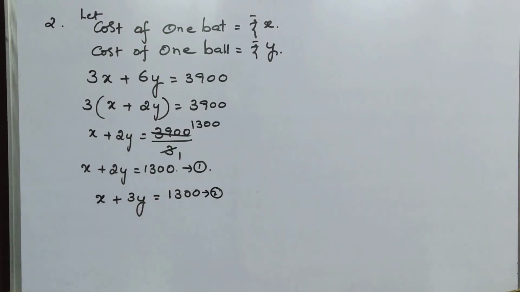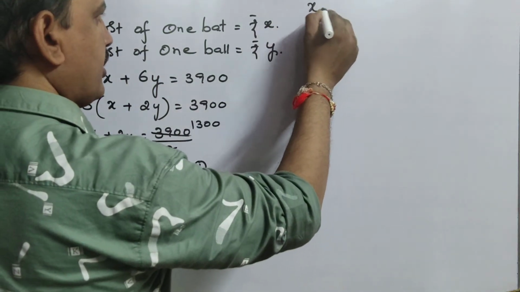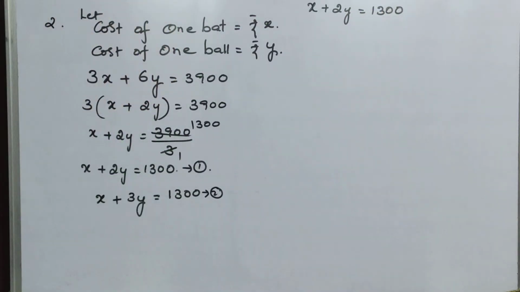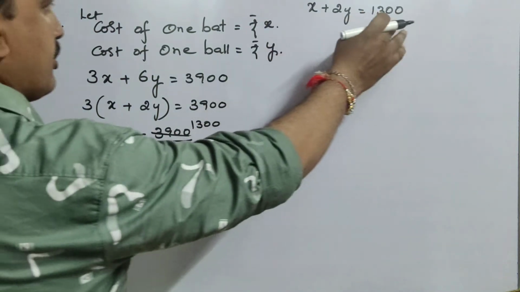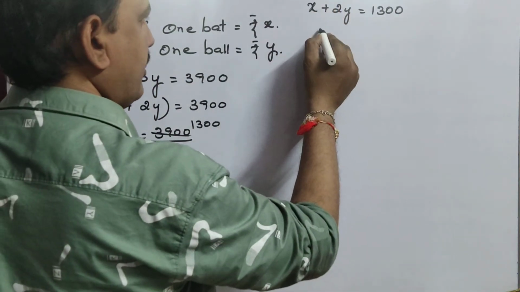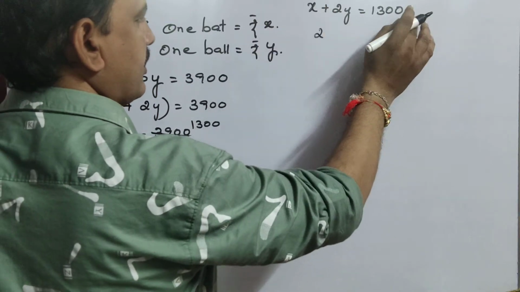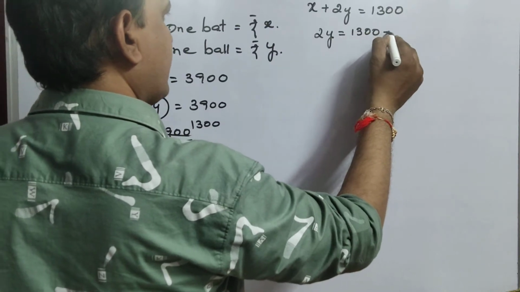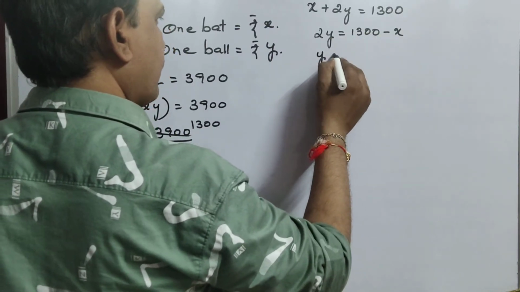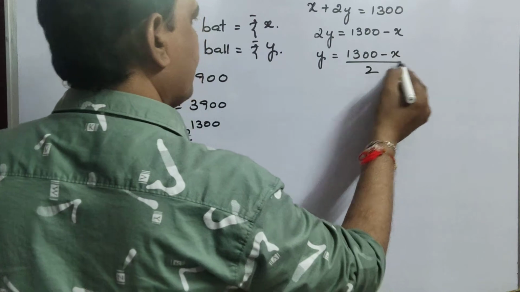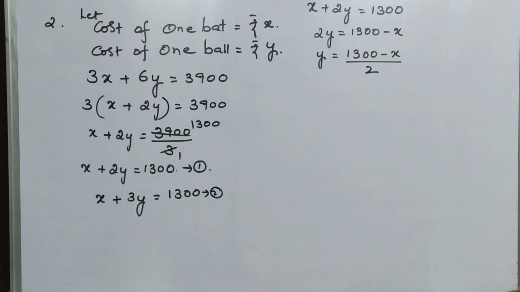Now again, what to do? First take the first equation, that is X plus 2Y equals 1,300. First find the value of Y in this. This is case 1, children. So 2Y equals 1,300 minus X, and Y equals 1,300 minus X by 2. So you got Y as 1,300 minus X by 2.